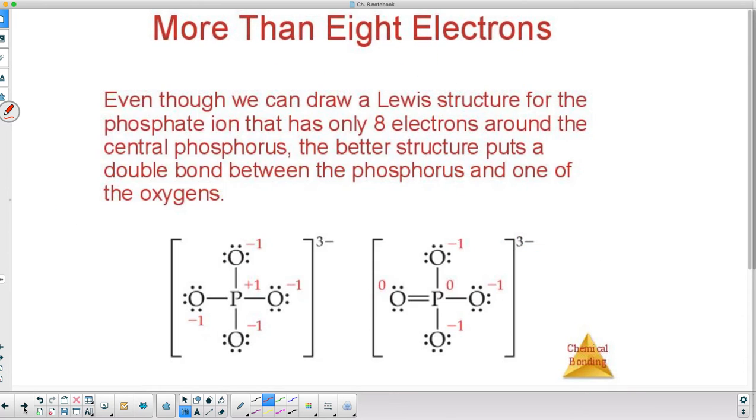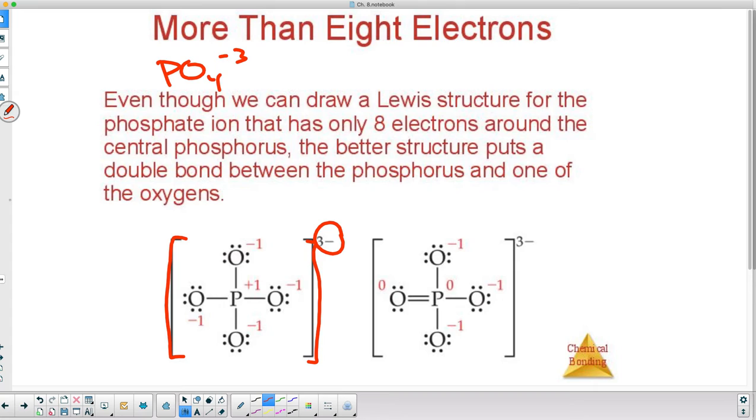All right, so let's keep moving here. So even though we can draw a Lewis structure for the phosphate ion, phosphate, if you remember, is PO4 with a -3 charge. Whenever we draw a polyatomic ion that has a negative charge, we always put it in brackets. This is something we're going to learn to do when we practice more writing polyatomic ions.